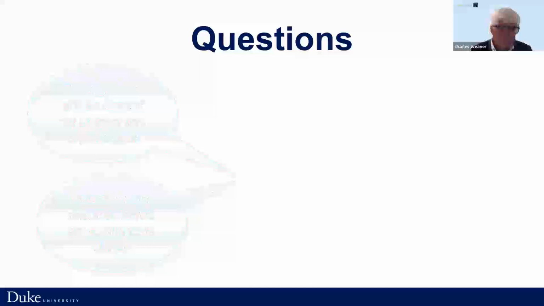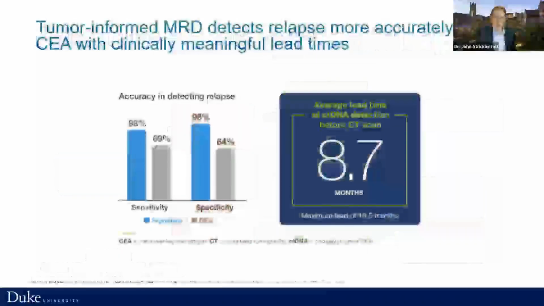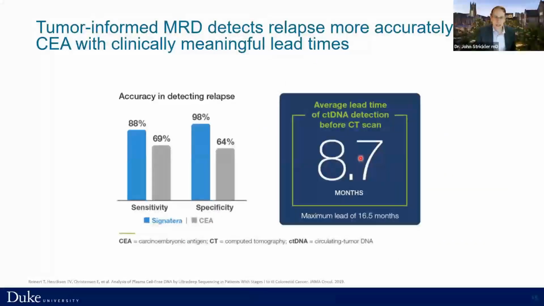Dr. Strickler, I wanted to follow up with one question. Could you speak to how much earlier the ctDNA can detect a recurrence than the routine surveillance with CT? On the Signatera data, this is based on several hundred patients. On average, circulating tumor DNA would detect recurrence about 8.5 or 8.7 months before it would be seen on a CT scan. That's just an average. So there's a bell curve. The maximum lead time is up over 16 months, at least in this study.